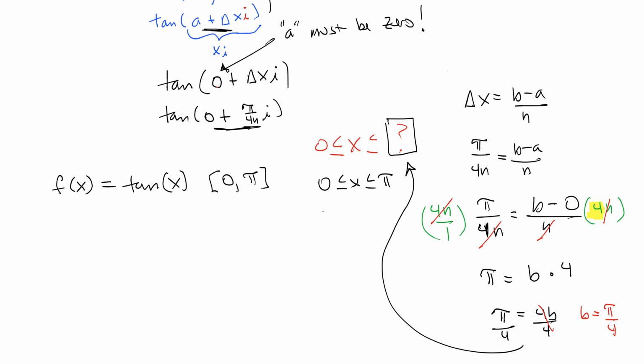Okay. Then over here, your upper bound is pi over 4. And over here, in interval notation, it is pi over 4. Now we have our answer.